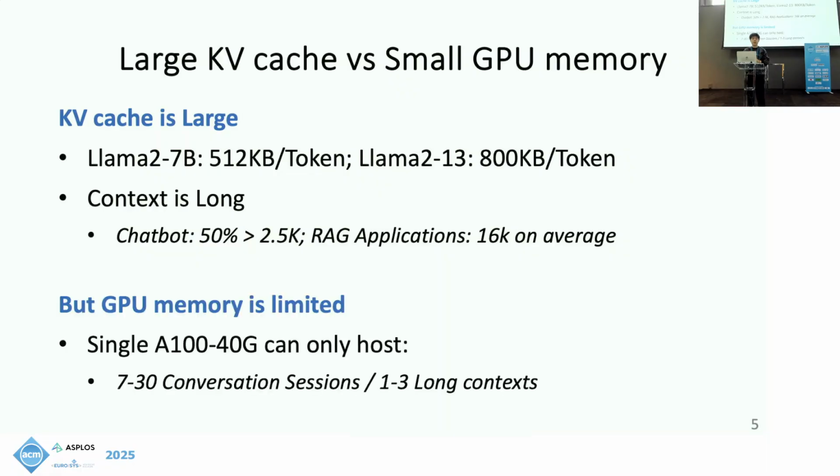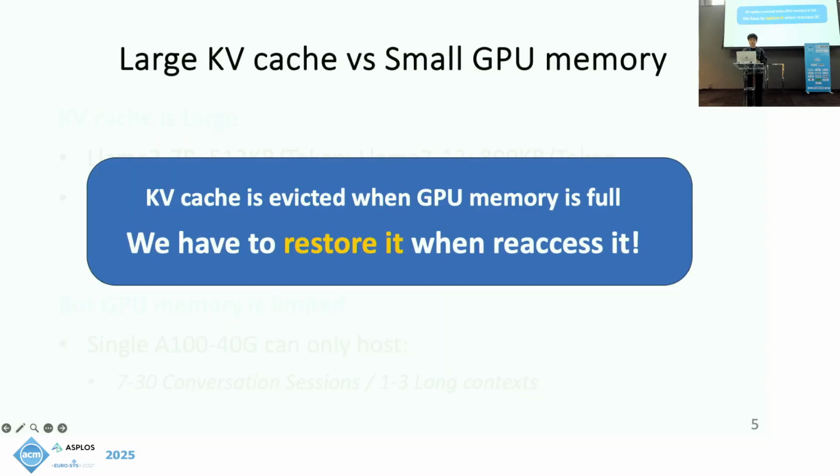But the GPU memory is limited. Even with the high-end GPU like A100, it still can be constrained in how many tokens it can host. In fact, a single A100 can typically support only 7 to 30 conversation sessions or just 1 to 3 non-context tasks. Due to the limitation of GPU memory, HCache of many non-contexts have to be evicted when the GPU memory is full, and we have to restore it when we need it again. So the state restoration in LLM serving is an important problem.